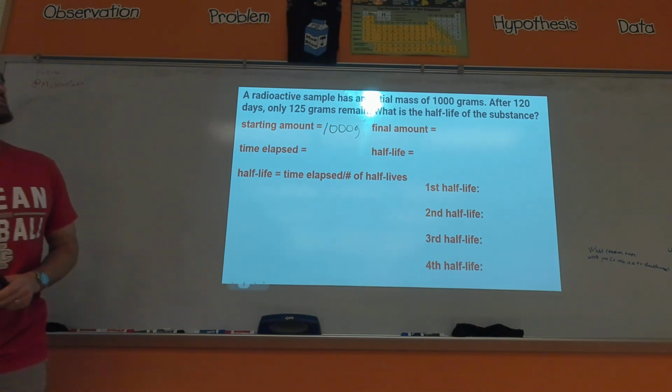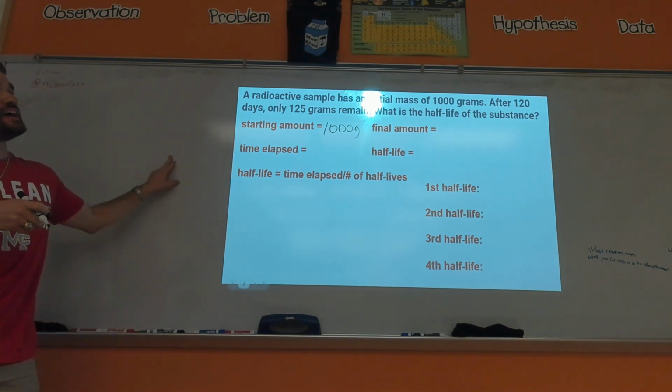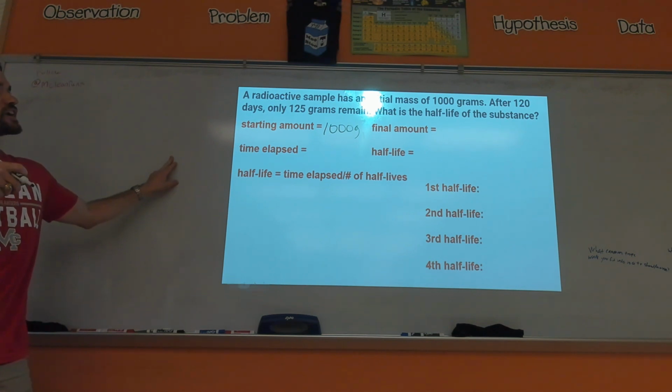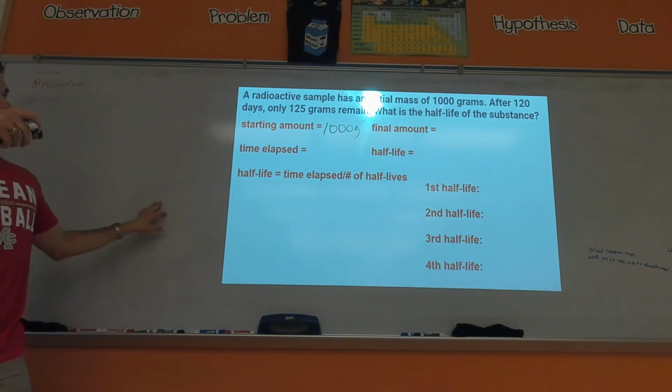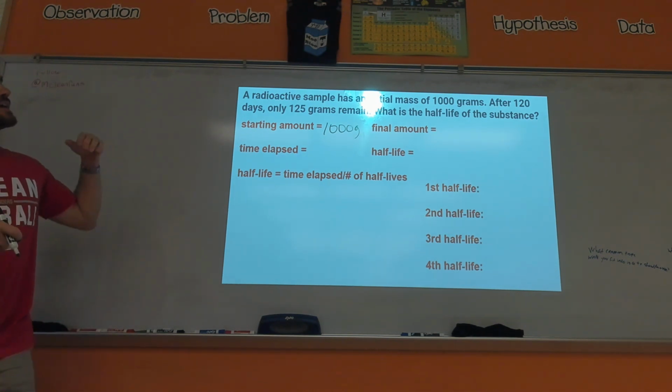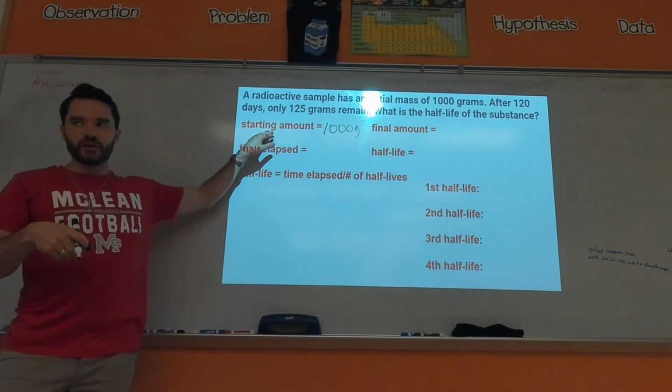Looking here, a radioactive sample has an initial mass of 1,000 grams. After 120 days, only 125 grams remain. What is the half-life of the substance? Okay. Now, we said we start with 1,000 grams.